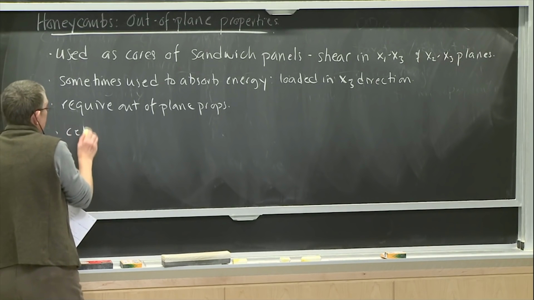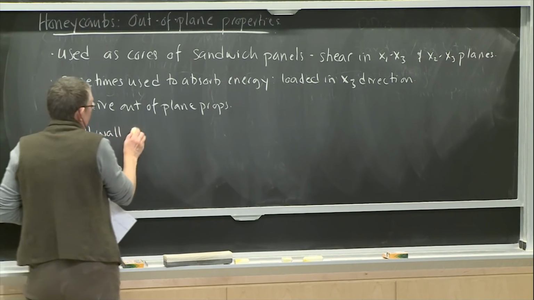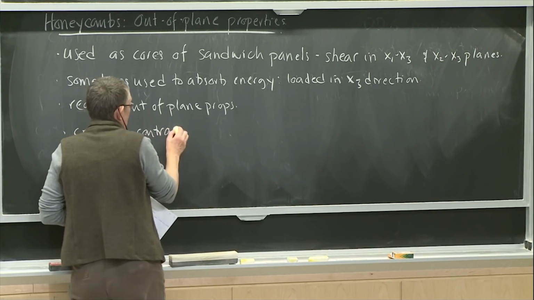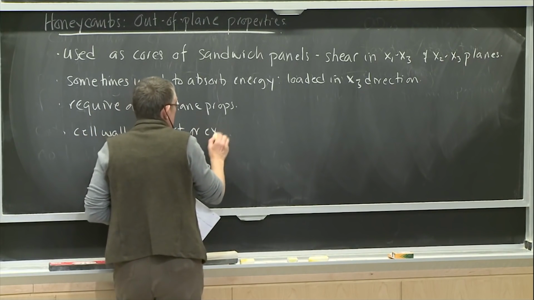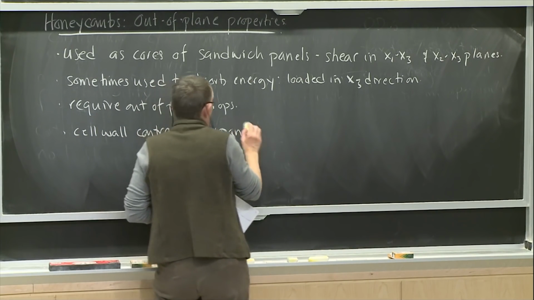So the cell walls contract or expand instead of bending, and that gives stiffer and stronger properties.